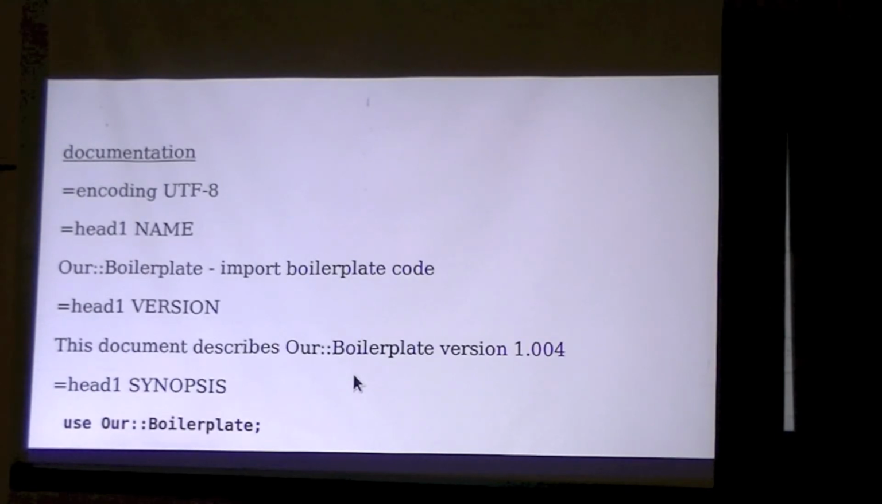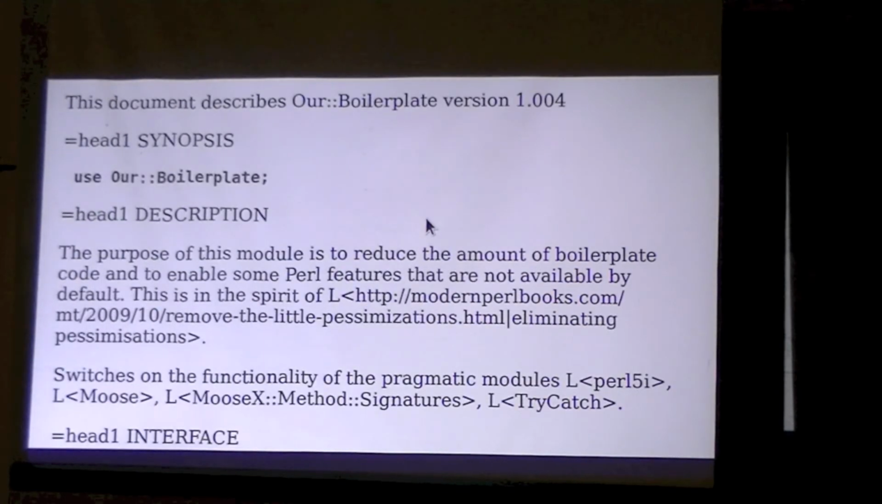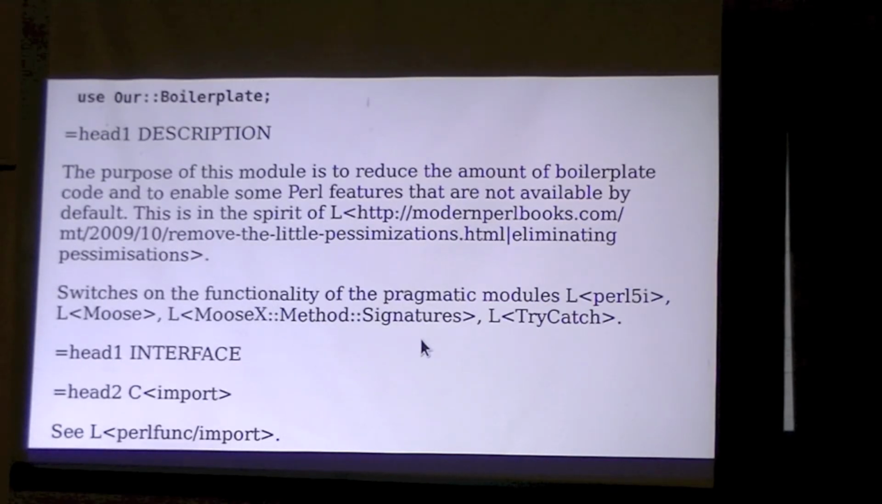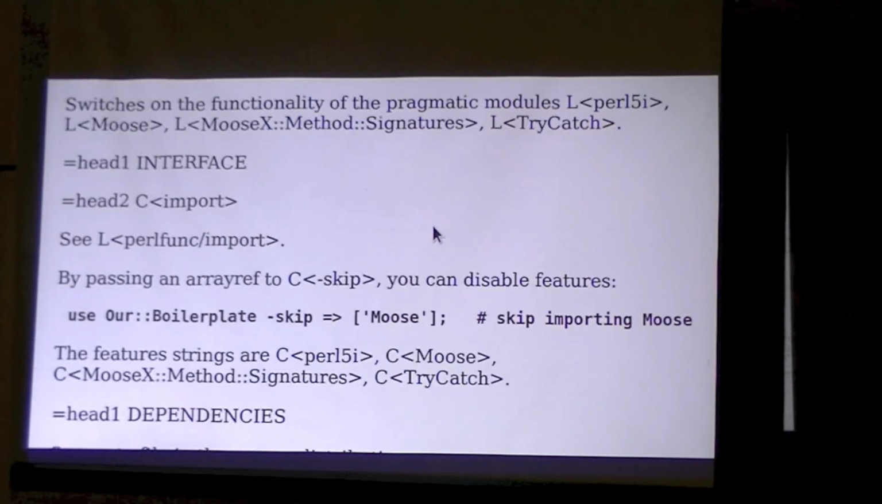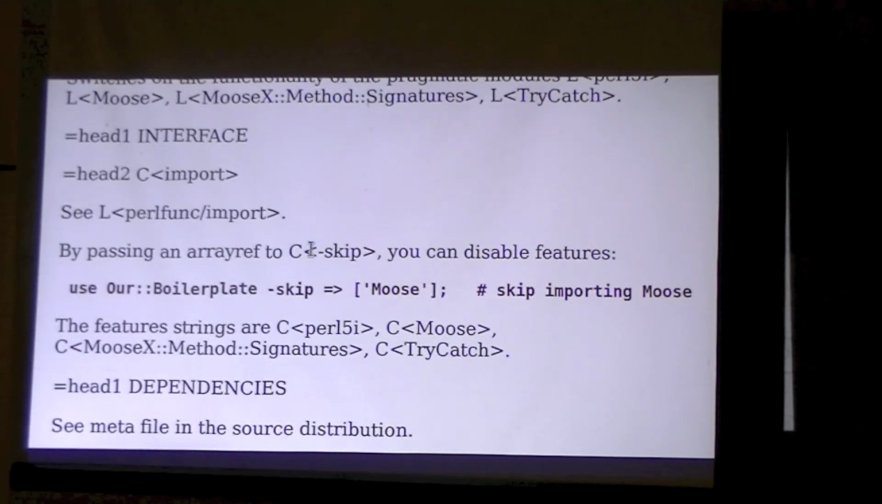Right. So before I explain the last bit, that was already the main part of it. Before I explain the last thing which completes the code, let's have a look at the documentation, so that I do not need to explain that much for the missing feature. So also just straightforward, use OurBoilerplate description. The purpose of this module is to reduce the amount of boilerplate code and enable some features that are not available by default. This is in the spirit of eliminating papercuts. I recommend that you find this article by chromatic online and have a read. This is more about psychology in programmers than about code itself. Switches on: Perl, Moose, MooseX method signatures, and try catch. Okay, interface. So here's the thing which I will show right next.